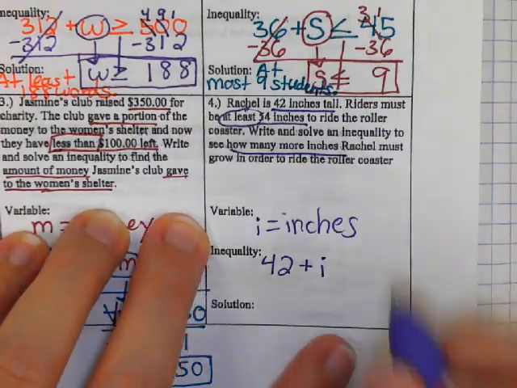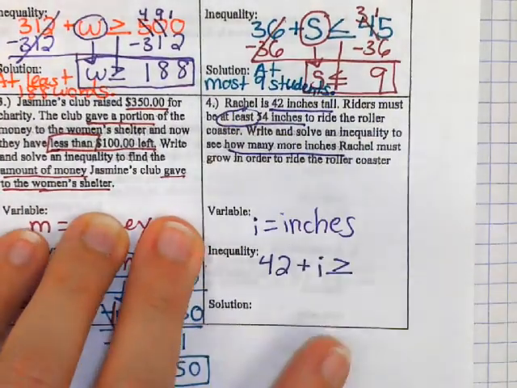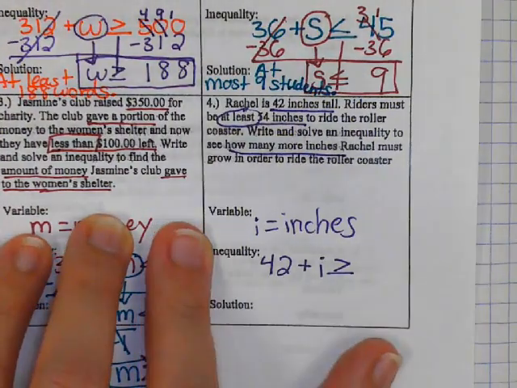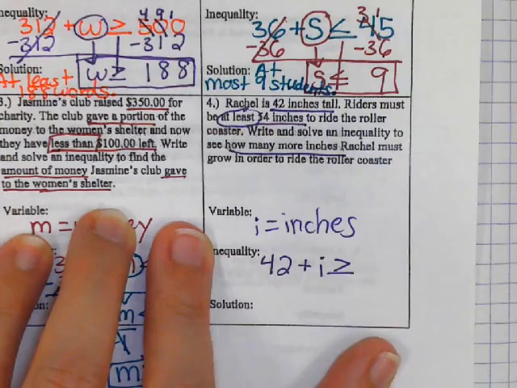At least. Greater than or equal to. She could be more than 54 inches. You just have to be 54 inches or taller.